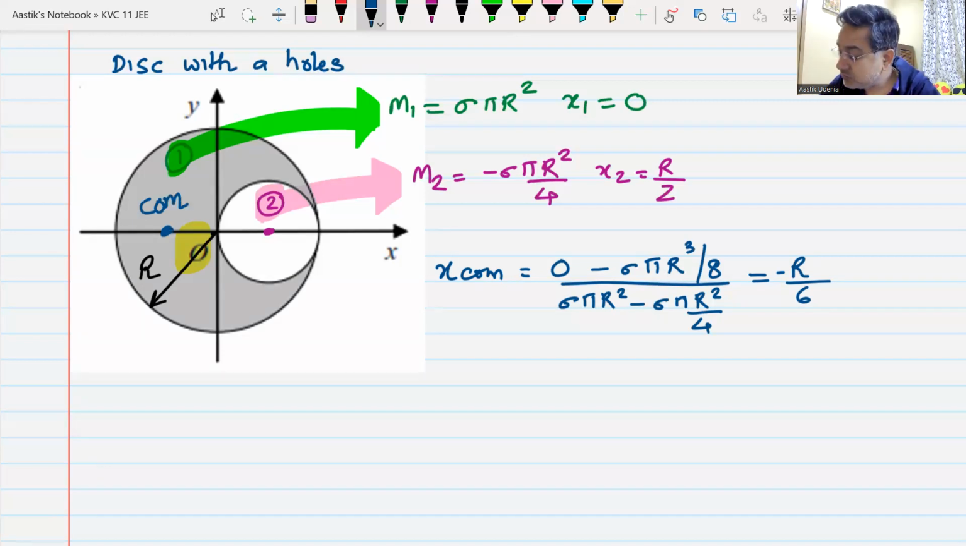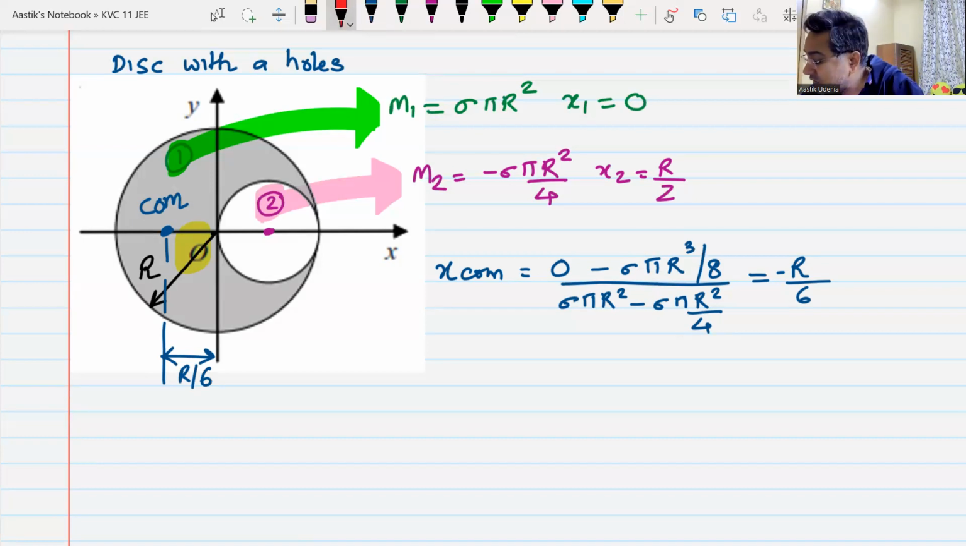Without the hole, the center of mass was at the center, but with the hole, since I have made the hole in the positive half, the center of mass has shifted. More mass is now on the left side. The center of mass has shifted to the right side. Do we understand how this question has to be done?